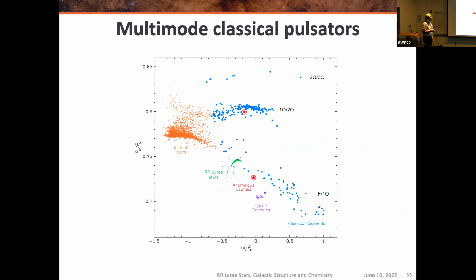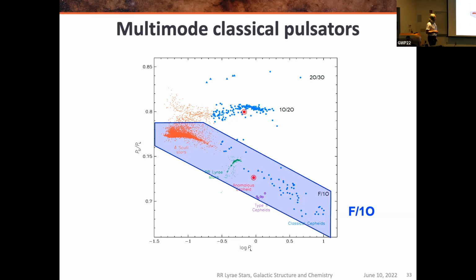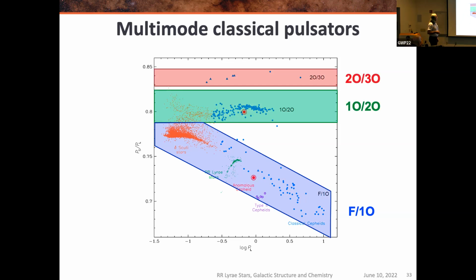And very interesting new objects were found among multi-mode classical pulsators, double and triple mode pulsating stars. This is the Petersen diagram, period ratio versus the longer period. Different colors show different types of classical pulsators. These are, of course, fundamental and first overtone pulsating stars, first and second overtone pulsators. And we have several second and third overtone pulsators, triple and double mode pulsating stars.